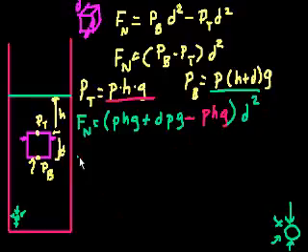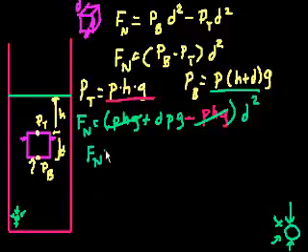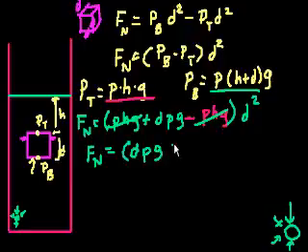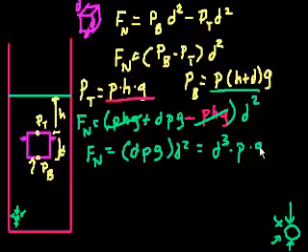Right? So immediately we see something cancels out. Rho h g, rho h g, subtract, cancels out. So we're just left with, what's the net force? The net force is equal to d rho g times d squared, or that equals d cubed times the density of the liquid times gravity.